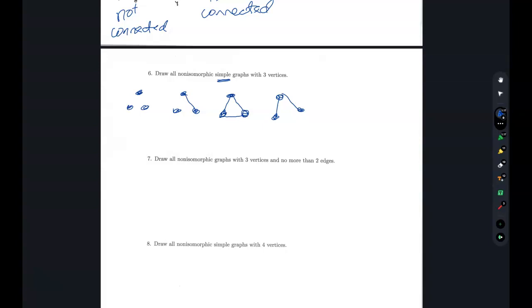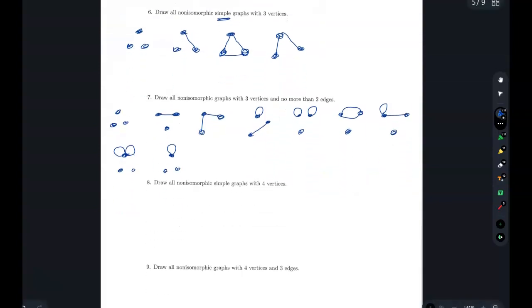Okay, so non-isomorphic graphs with 3 vertices. We've got this one, and then one with an edge between just 2 of them, and then one with edges between all of them. Then we could have one with a loop and one with an edge between the 2, and then a loop and a single vertex. I could have parallel edges and a single vertex. I could have a loop on that end and then a vertex here. Then I could have 2 loops on one vertex and 2 isolated, or I could have 1 loop and then 2 isolated. So those are all the non-isomorphic graphs.